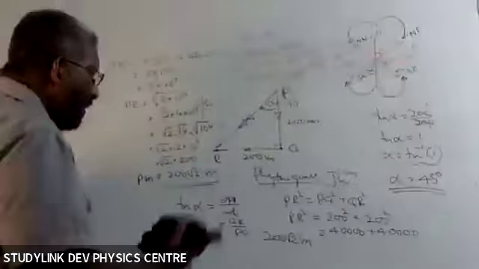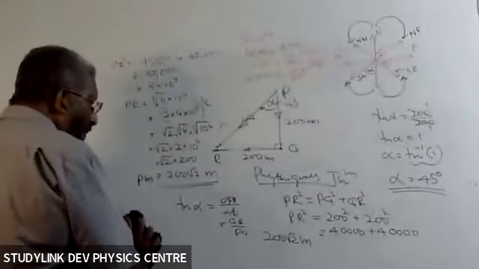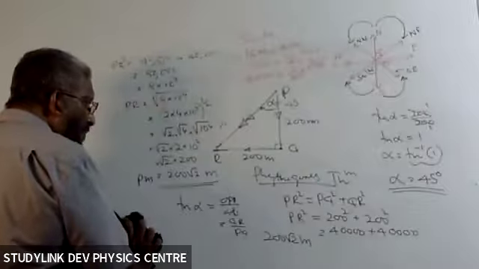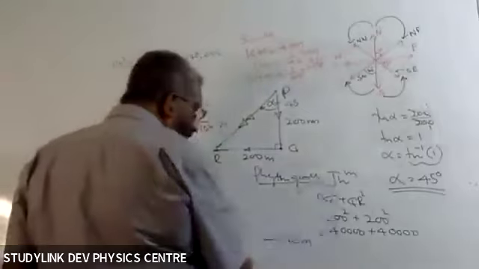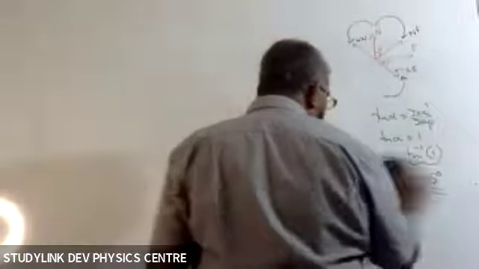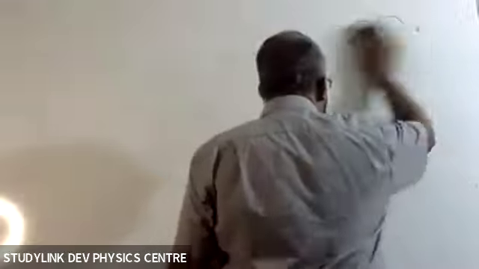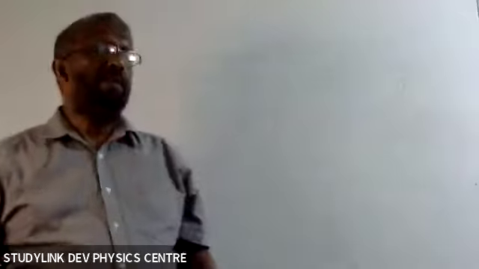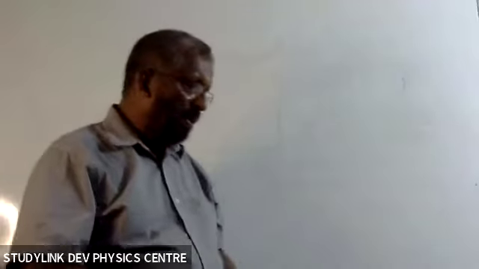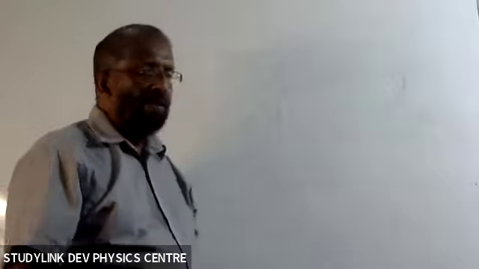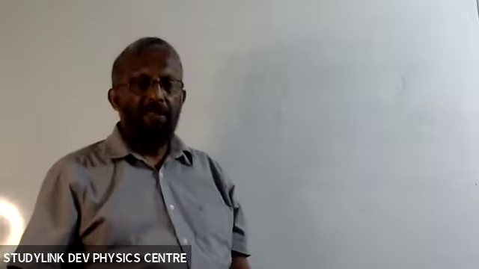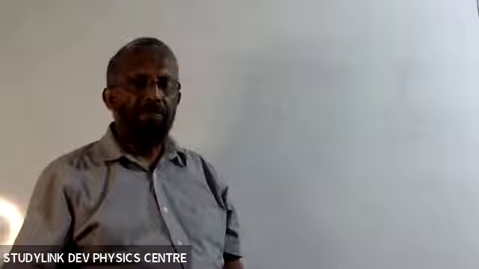Next one. A car travels 2 kilometers to the east, then again 3 kilometers to the east. Find the displacement of the car.